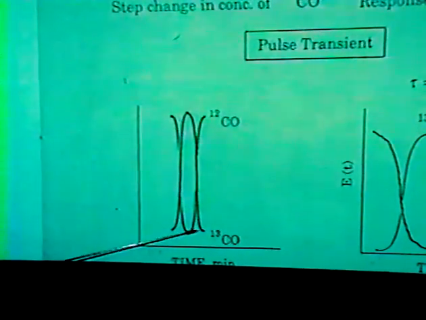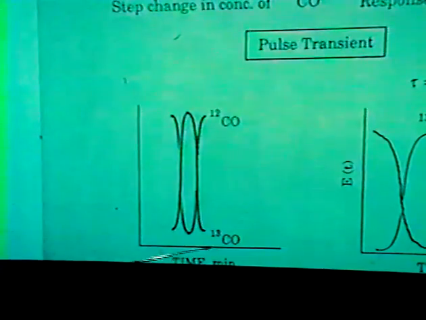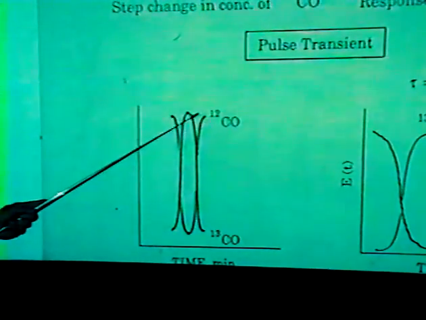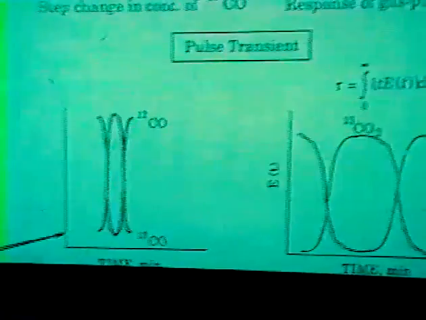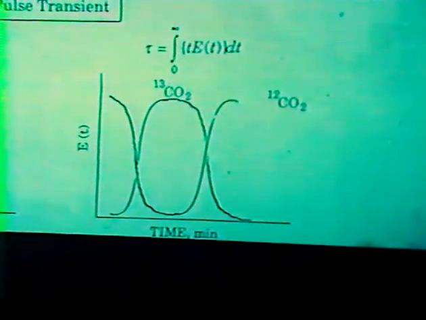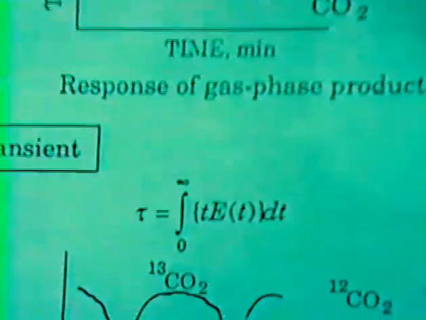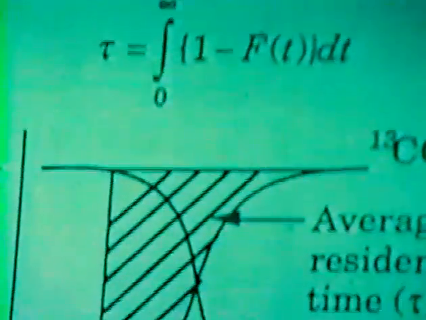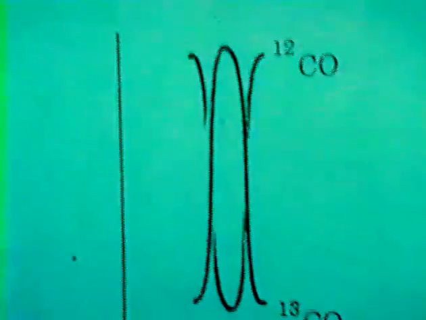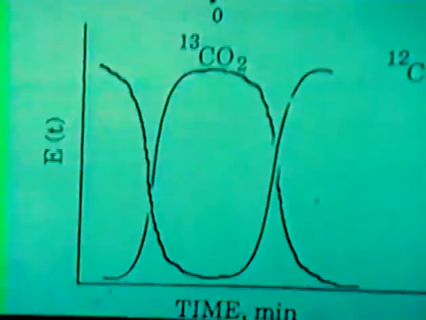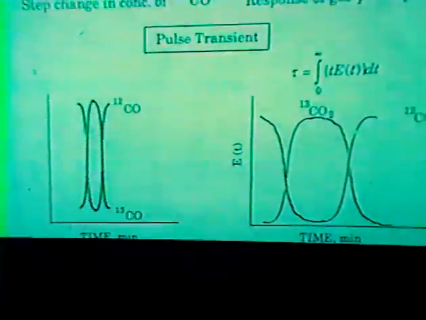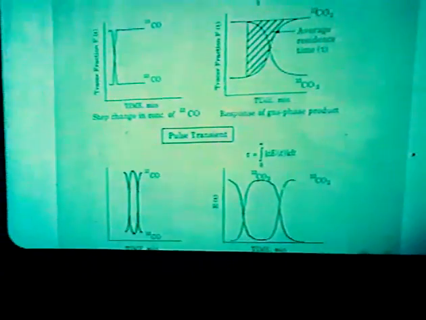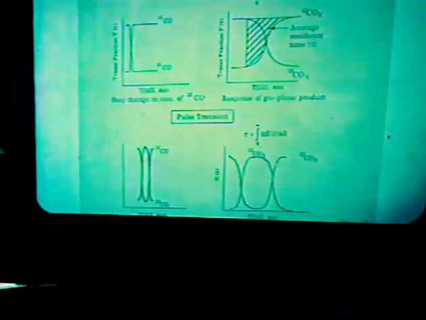In the pulse transient, what we do here is introduce 10 cc of C13O to replace another 10 cc of C12O species. There is an advantage of using the pulse transient. As you can see here, the pulse transient is much cheaper because the isotope species is very expensive, and we can use this pulse transient to study the reaction under high pressure conditions. The step transient is a very good method, but it would be extremely expensive to use to study the reaction under high pressure conditions.